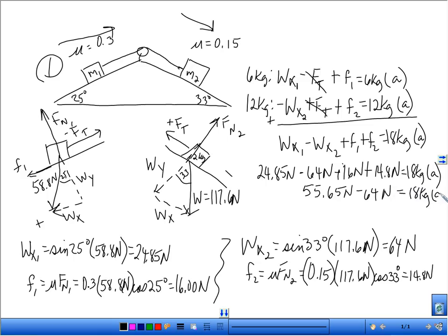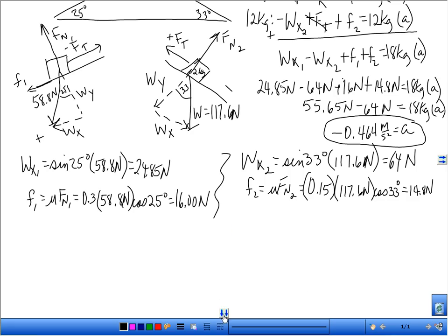So I won't have a very large acceleration, but I will have an acceleration. It'll be negative, which means it's going to go down the right-hand side ramp and up. The other object will go up the left-hand side ramp. So 55.65 minus 64 divided by 18 will give me a negative 0.464 meters per second squared. So there's my acceleration. Now I need to go back and work through and find my tension.